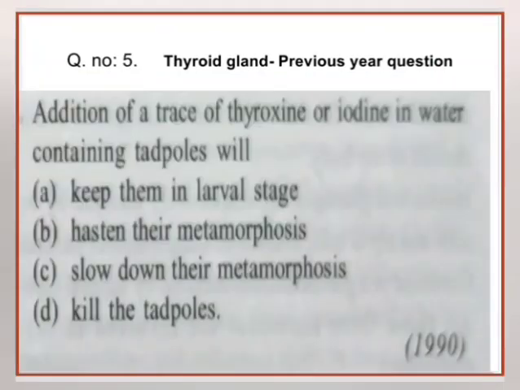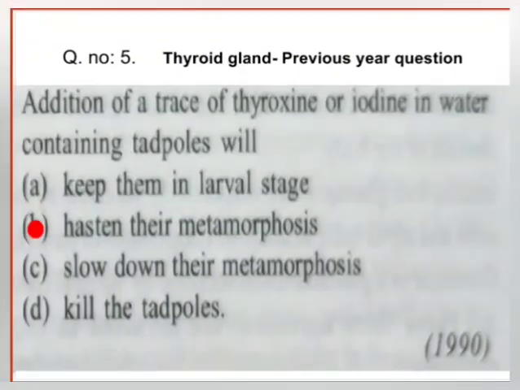Question number 5, 1990 NEET question. Addition of a trace of thyroxine or iodine in water containing tadpoles will. Option A, keep them in larval stage. Option B, hasten their metamorphosis. Option C, slow down their metamorphosis. And option D, kill the tadpoles. It's a nice question. You might remember that in the golden segment we discussed that iodine or the thyroxine hormone is responsible for metamorphosis of frog. So the correct answer is option B, hasten their metamorphosis. That means it increases the metamorphosis reaction.